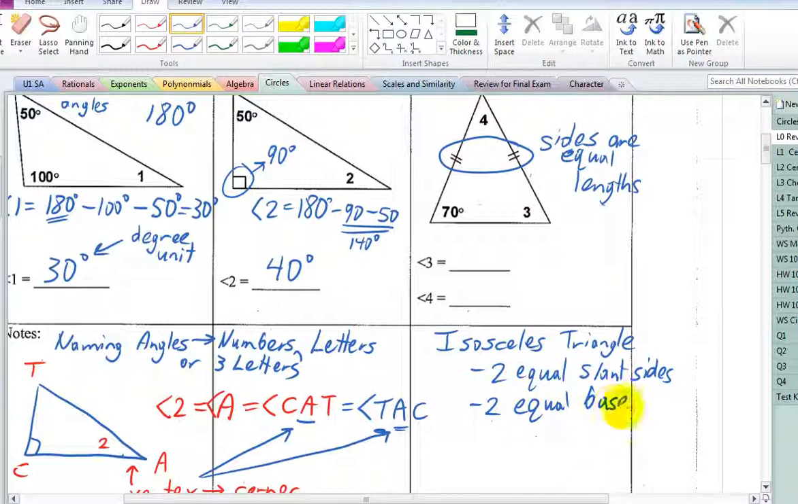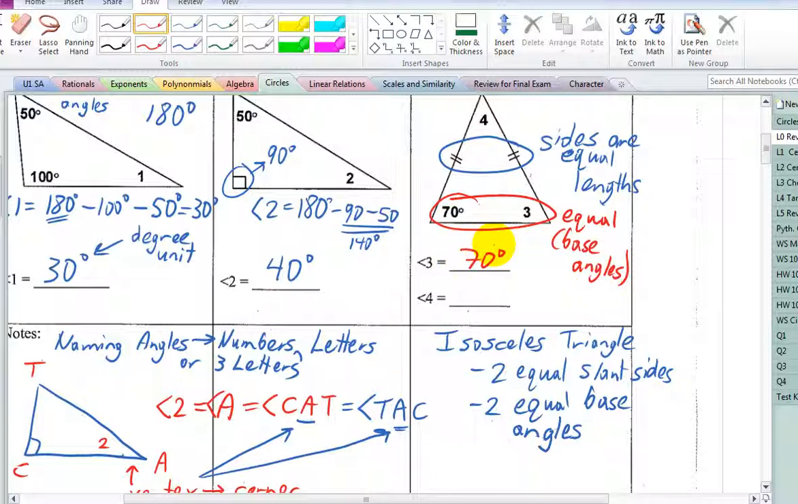base angles. Now if you turn the triangle on its side or upside down, the base angles are still opposite your equal slant sides. So if those sides there are equal, you know that these must also be equal. Those are your base angles. So angle 3 equals 70 degrees. You don't even have to do any math. You just have to have the rule memorized.